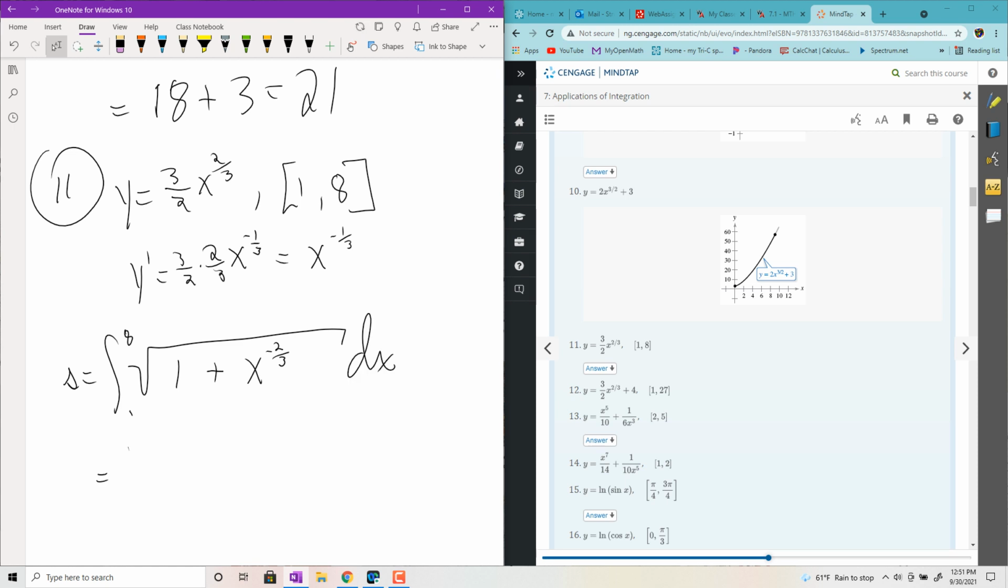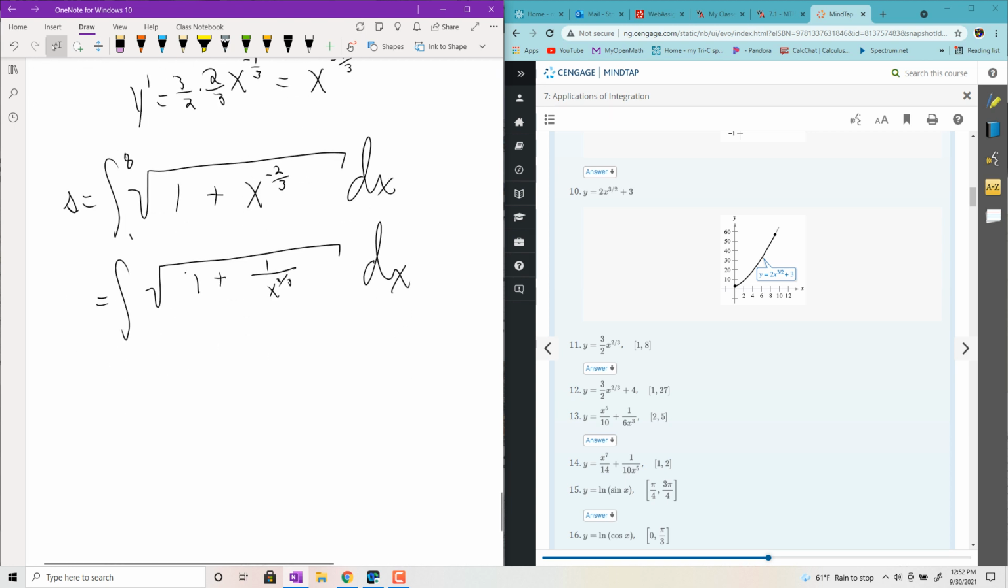I'll rewrite that a little bit. Right now, it's going to be kind of hard to do a u sub or anything. What is this? It's 1 plus 1 all over x to the 2/3. I'm going to find a common denominator and add the numerators over the common denominator. So I'm going to change this 1 into x to the 2/3 over x to the 2/3, right? And then I can combine them over the common denominator.